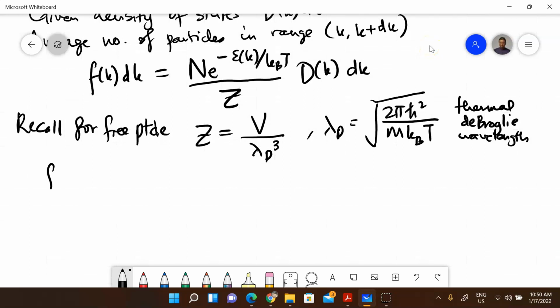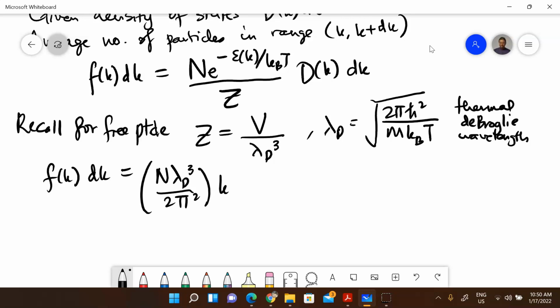Plug those into your f(k) dk. So that gives you N lambda_d cubed over 2 pi squared, k squared, e to the minus epsilon_k over k_B T, dk. Okay, so that is simply just your average number of particles.